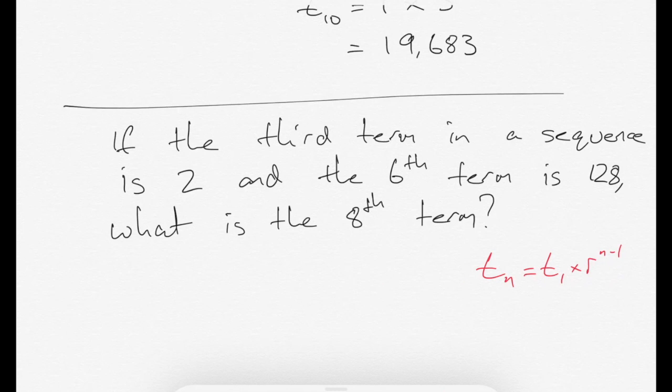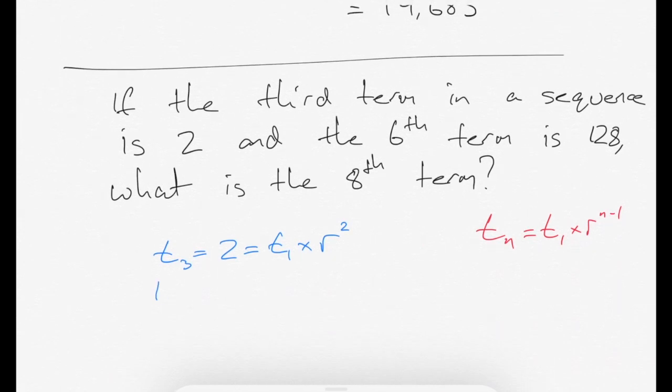Well, we know that our third term, so that's t3, is equal to 2, and that's equal to t1 multiplied by the common ratio, which we don't know, to the power of n minus 1, and n is 3, so this is r squared. So 2 is equal to t1 r squared, and we also know that our sixth term, t6, is equal to 128, which is equal to term 1 times the ratio to the power of n minus 1. N is 6, this is our sixth term, so that's to the power of 5. Where do we go from here?